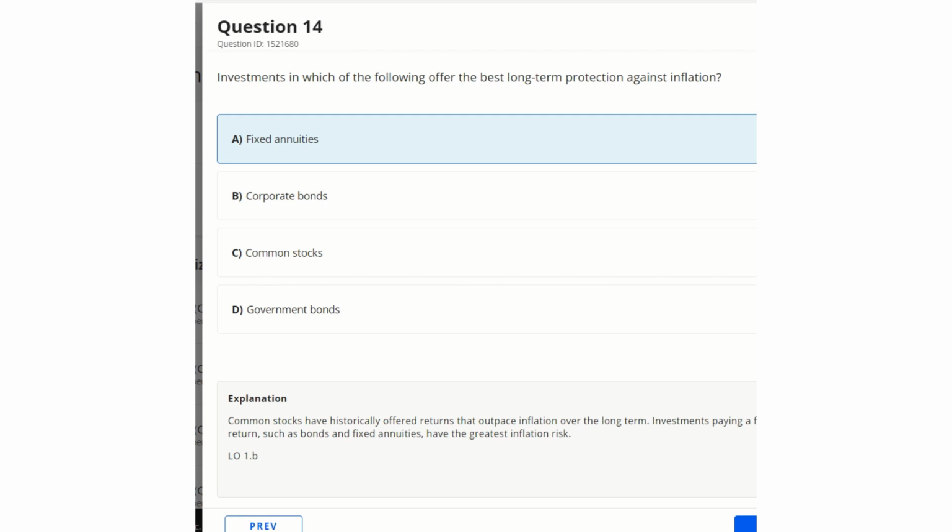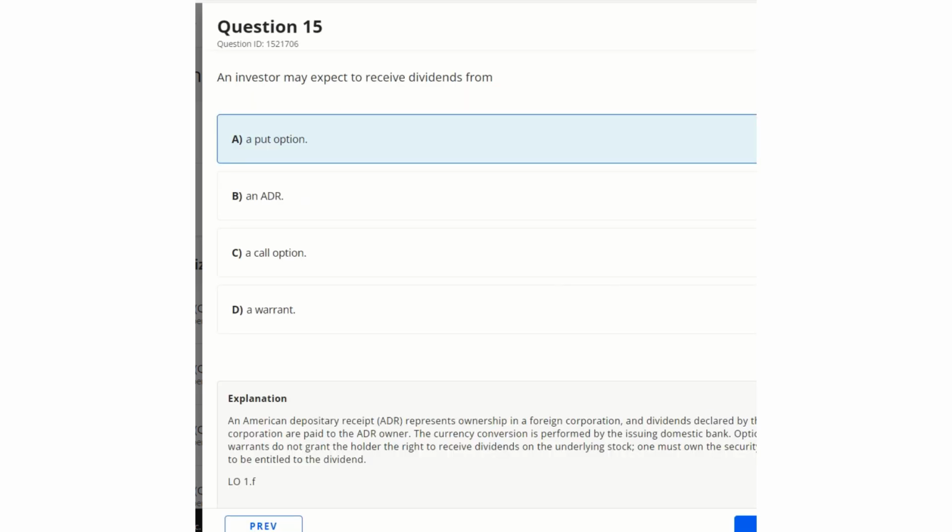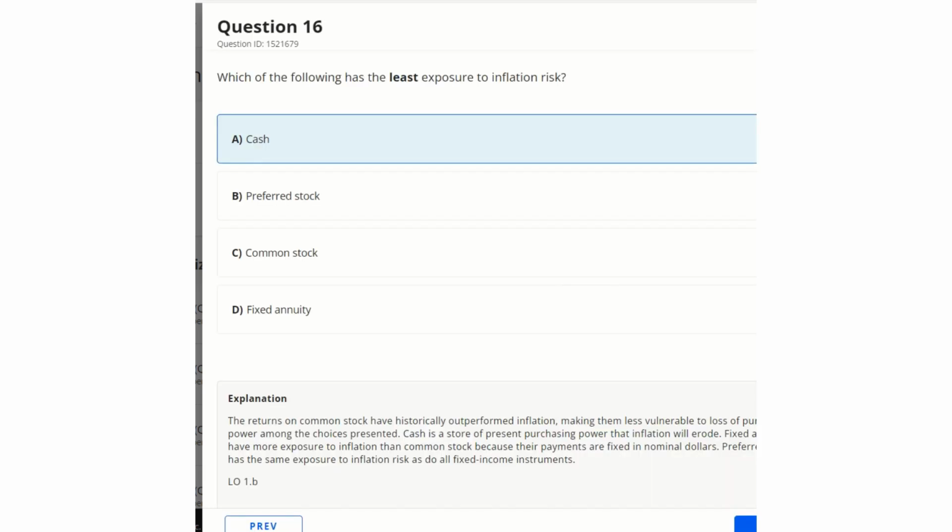Investments in which of the following offers best long-term protection against inflation? Common stocks is the answer. C, they have historically outpaced inflation. Fixed returns have the greatest inflation risk, and the rest of these are all pretty much fixed returns. An investor may expect to see dividends from: not a put option, there's no dividends with that; an ADR; a call option; or a warrant. An ADR is the only one that represents a foreign corporation, and dividends have to go to the ADR owner. Which of the following has the least exposure to inflation risk? Again, it would be common stock. They've outperformed inflation again.